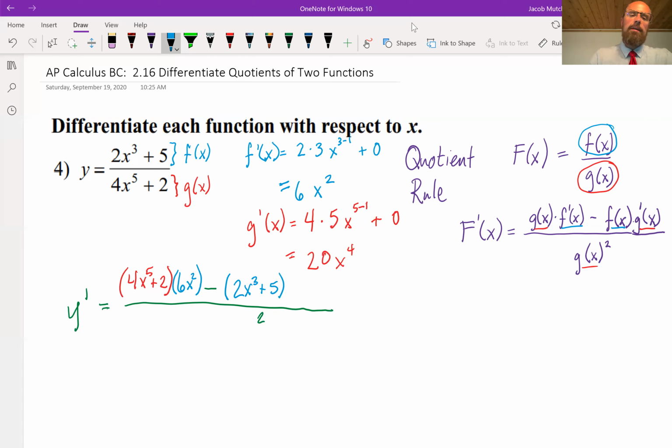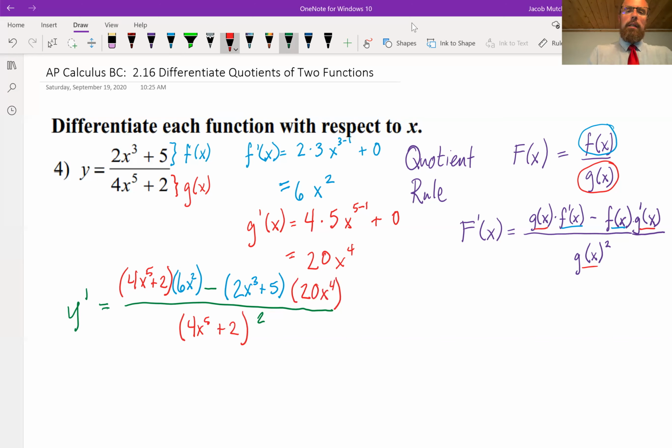And that multiplies times the derivative of g of x, which we calculated to be 20x to the power of 4. And then for my denominator, that is, again, the original g of x squared. So I'm going to write that (4x to the power of 5 plus 2), and that's going to be squared. So everything's been substituted in. From there, I just need to simplify. And this one involves a lot of distribution.